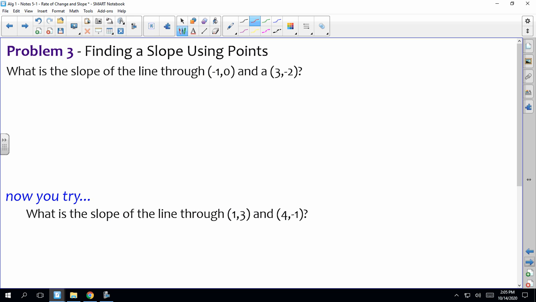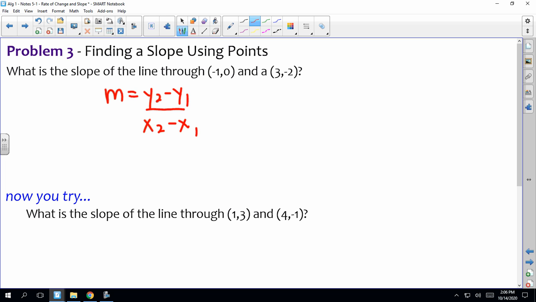All right, third one is finding a slope using 2 points. I gave you the formula at the beginning, m equals y2 minus y1 over x2 minus x1. And I should be saying sub.